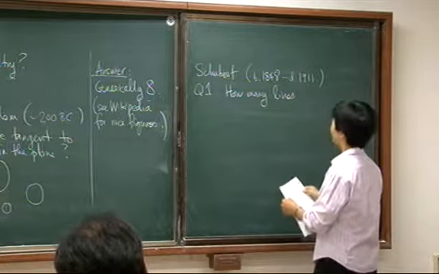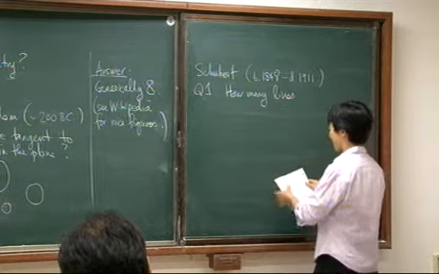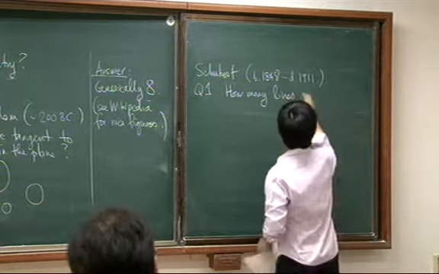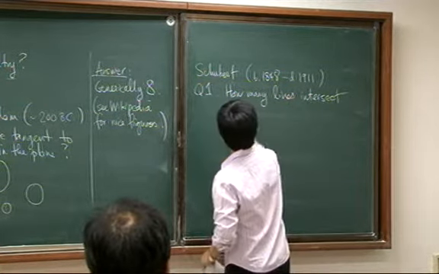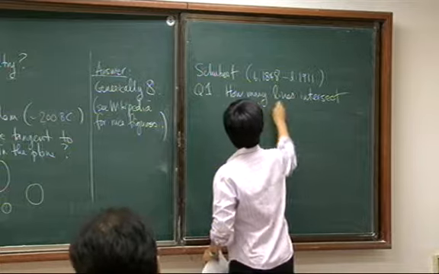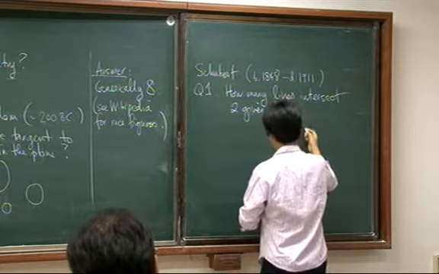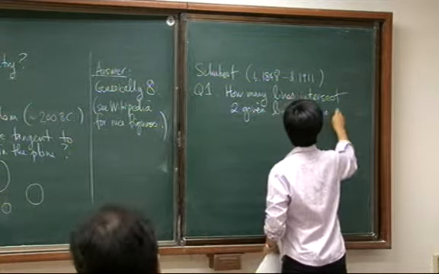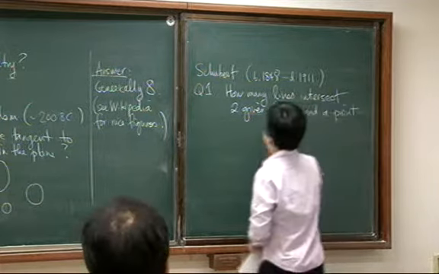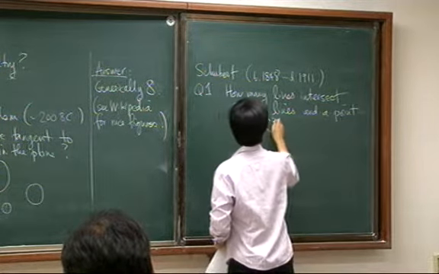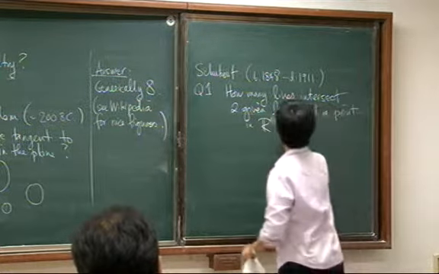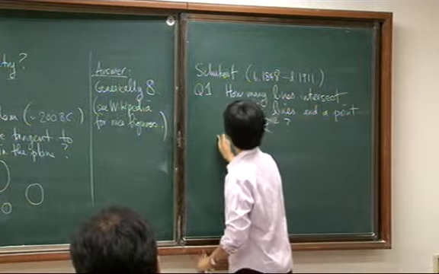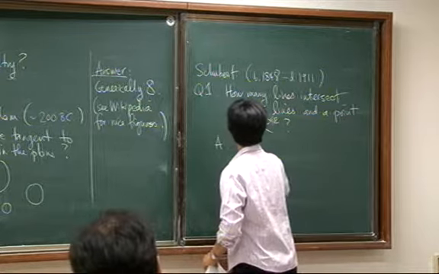For example, again, let's just stick to plane geometry. Sorry, I'm doing R3 now. So how many lines intersect 2 given lines and a point in R3? Oops, sorry, wait a second. Yeah, R2. Okay, so that one, again, generically 1.